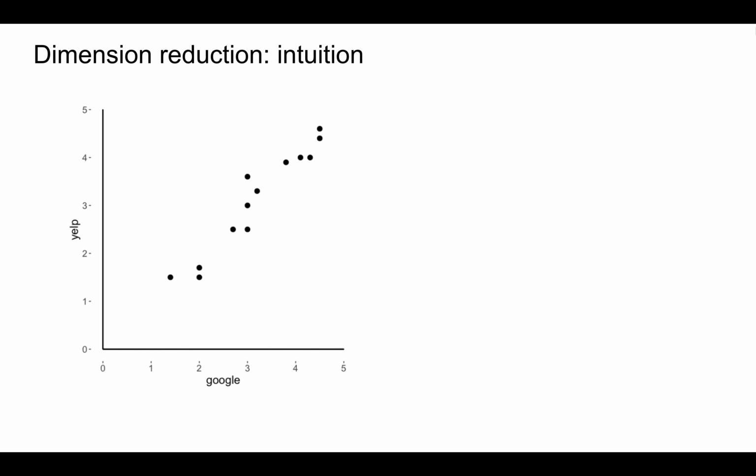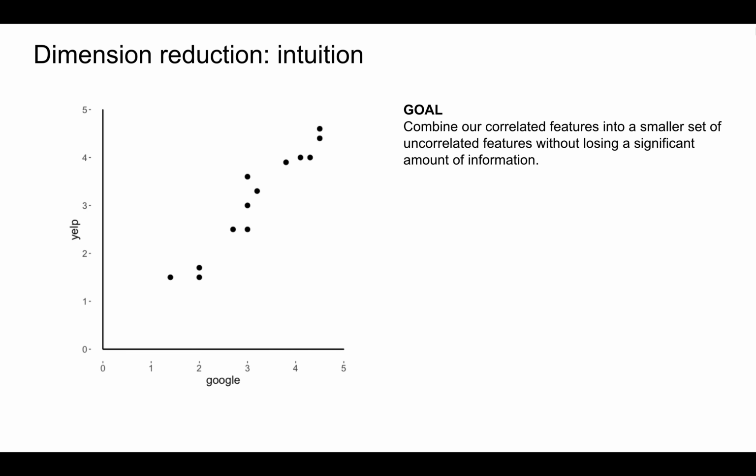To see dimension reduction in action, consider a simple example in which we just have information on two features. Here are the Yelp ratings and Google ratings for 13 different restaurants. As you might expect, these ratings are strongly correlated. That is, if a restaurant has a high rating among Google users, it tends to have a high rating among Yelp users. In general, recall that the goal of dimension reduction is to combine a set of correlated features into a smaller set of uncorrelated features without losing a significant amount of information.